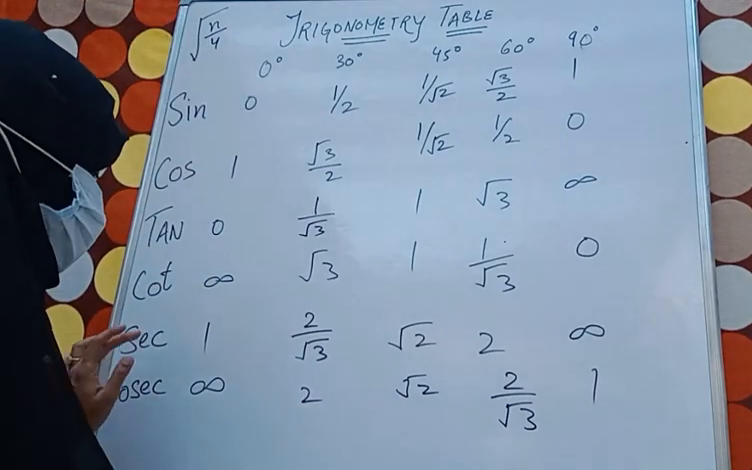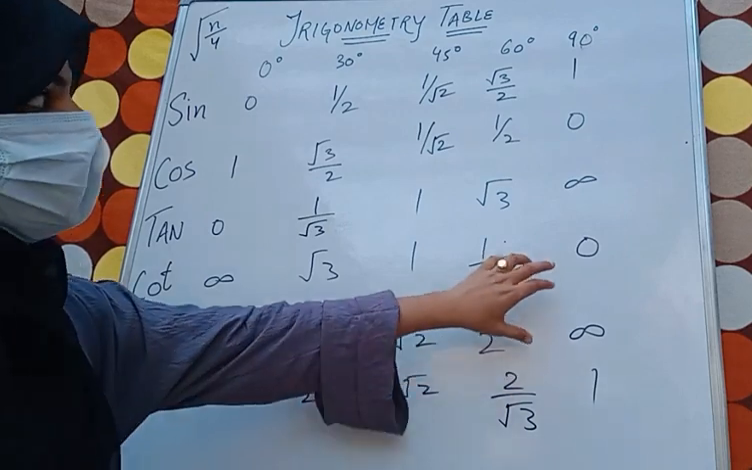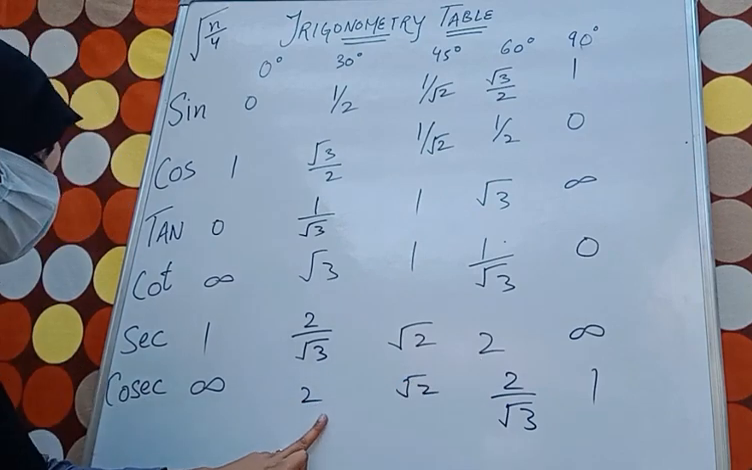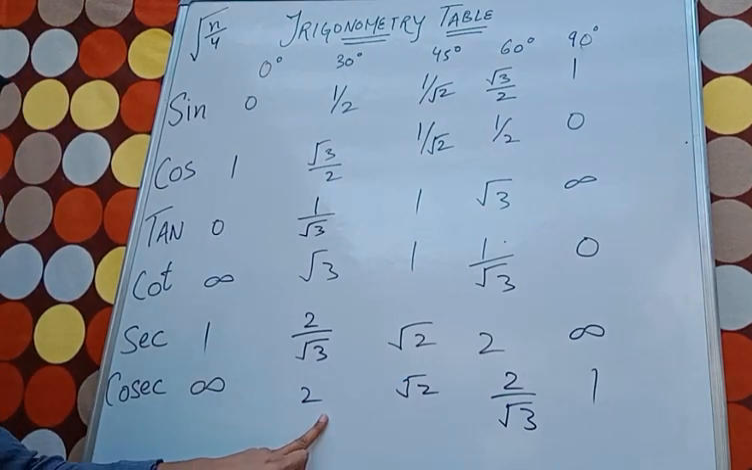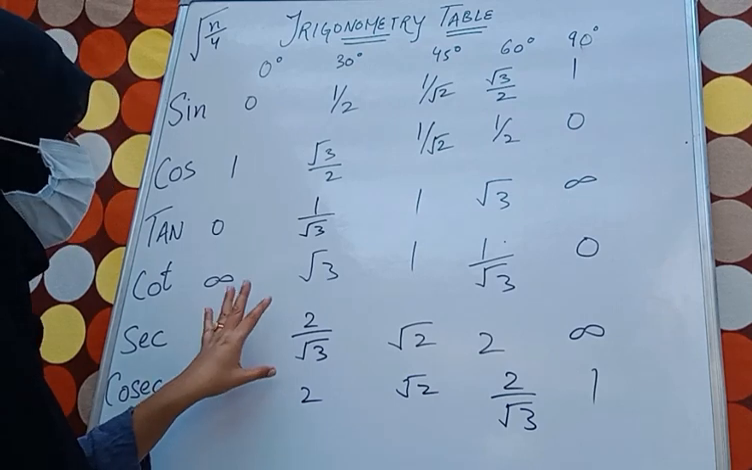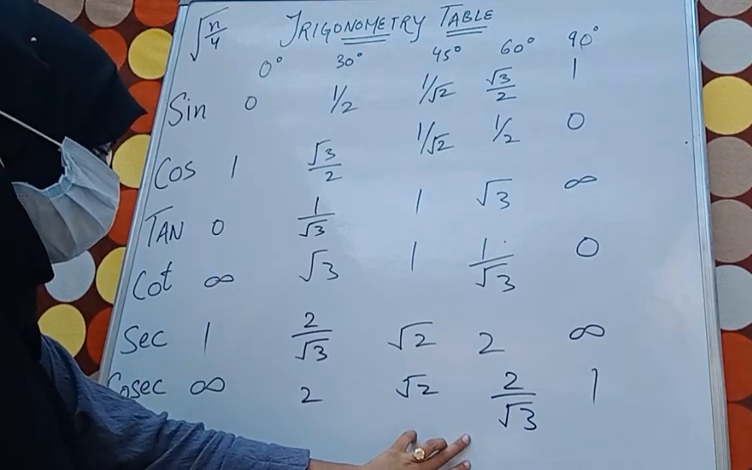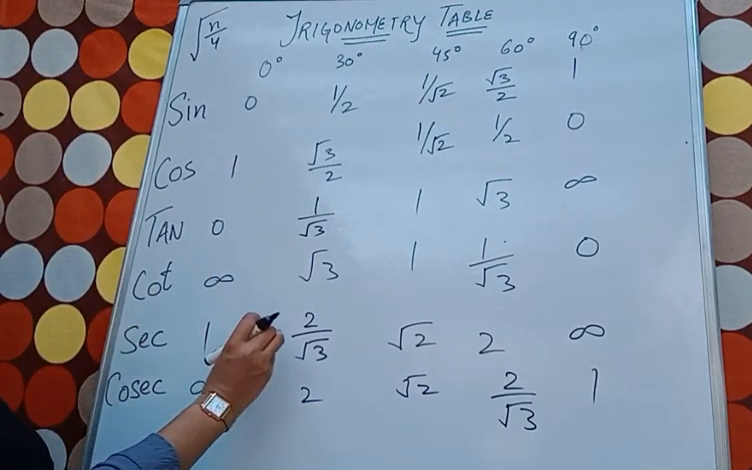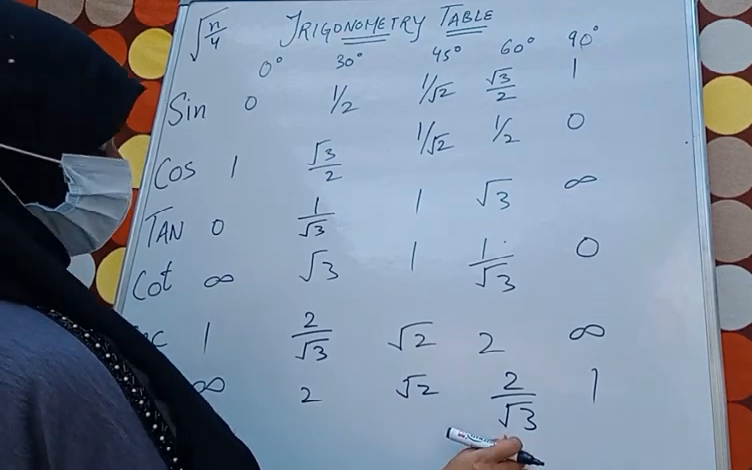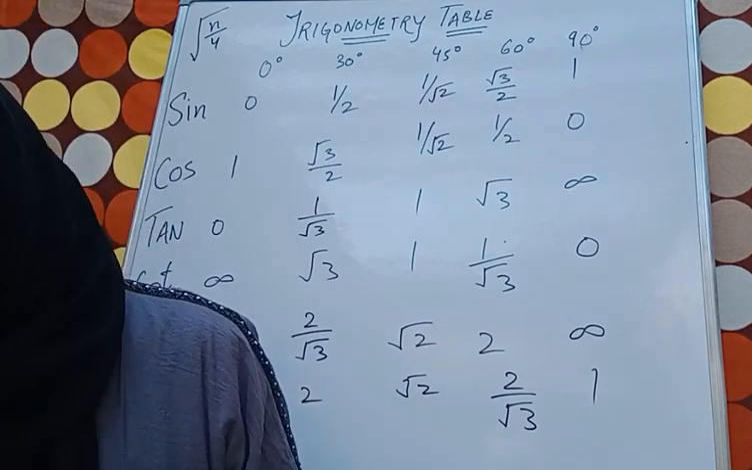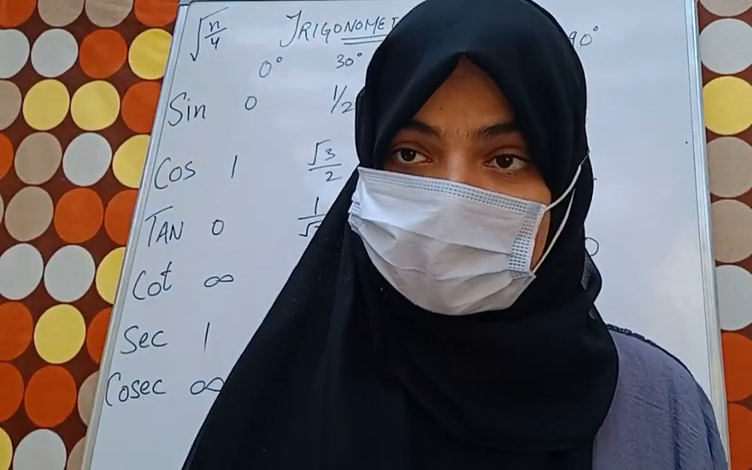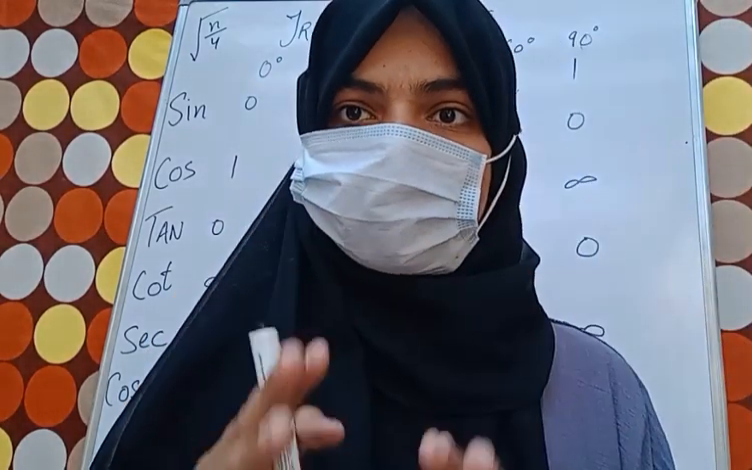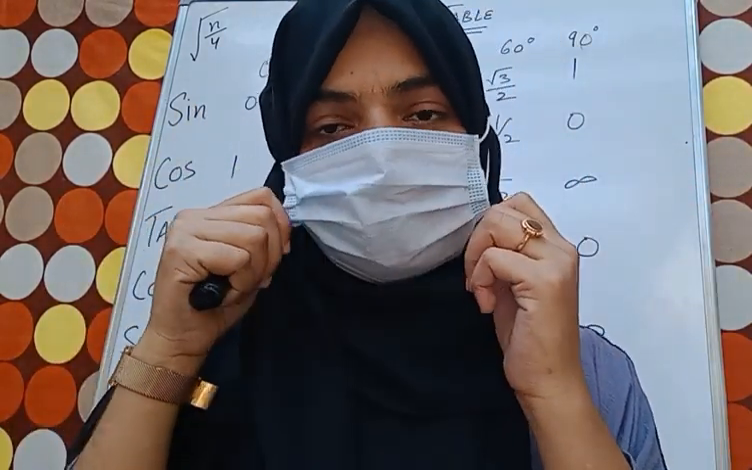And for cosec, what we did, we took the inverse values of sec. Sec 90 became cosec 0, then sec 60 became cosec 30, and sec 30 became cosec 60. Okay, 45 was the same, and sec 0 degree became cosec 90. So I hope the table is being created. This is how the trigonometric table can be created.